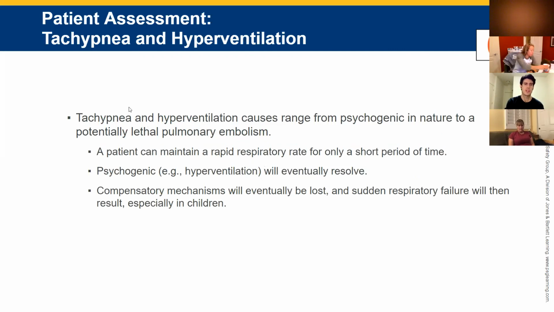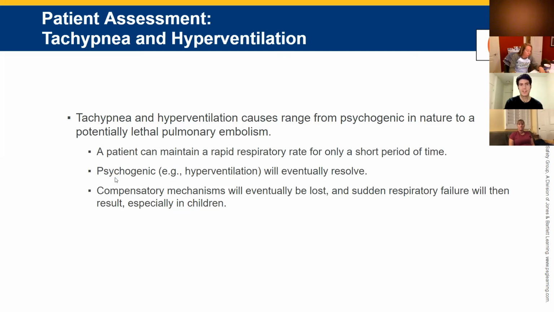All right, tachypnea and hyperventilation causes range from psychogenic to potentially lethal. Like we said, if you have someone breathing really fast, it's hard to tell what it's from. It could be a panic attack. Psychogenic just means it's in your head, so it could be a panic attack, or it could be a potentially lethal pulmonary embolism. So it's difficult to tell. You don't want to count on anything. You just want to be cautious.